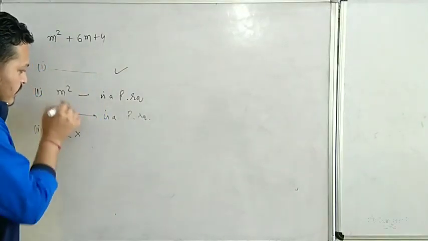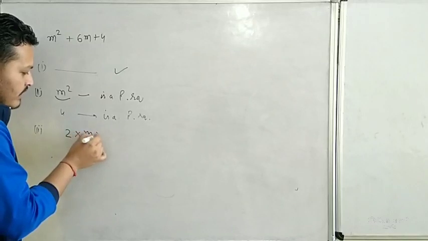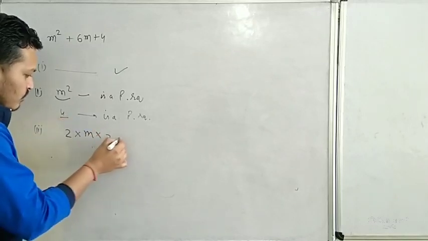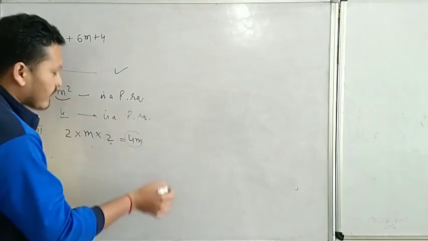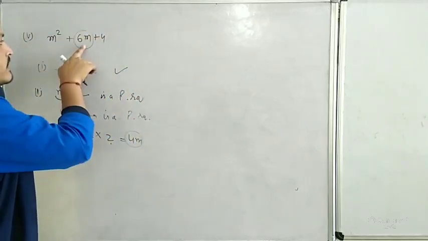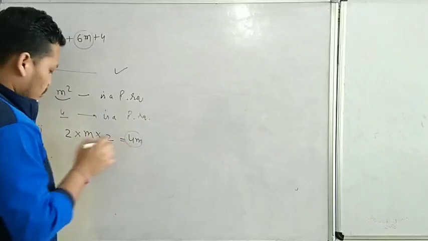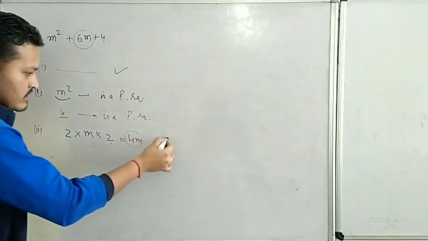So check it. What is the square root of m square? M. What is the square root of 4? It is 2. The answer is 2 into m, 4m. But this is not equal to our third term. This is 6m, but our answer is 4m. So the third condition is not satisfied.